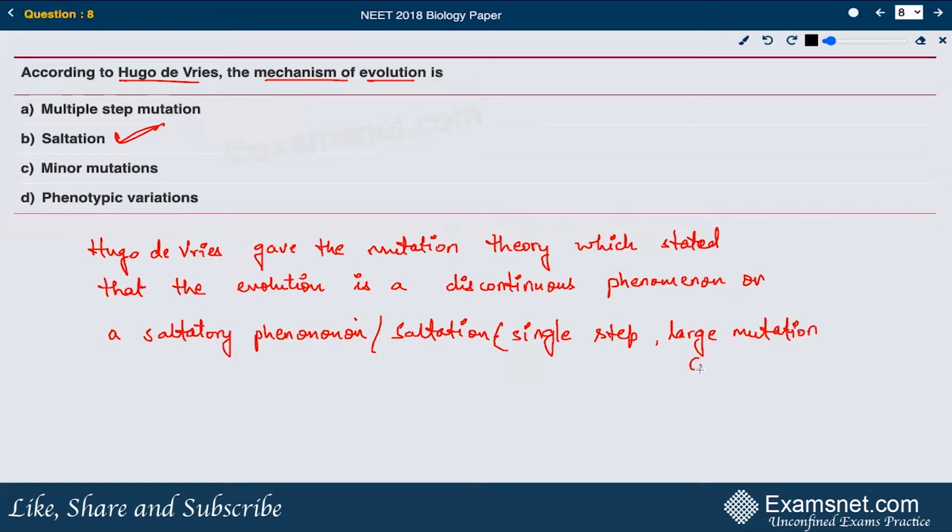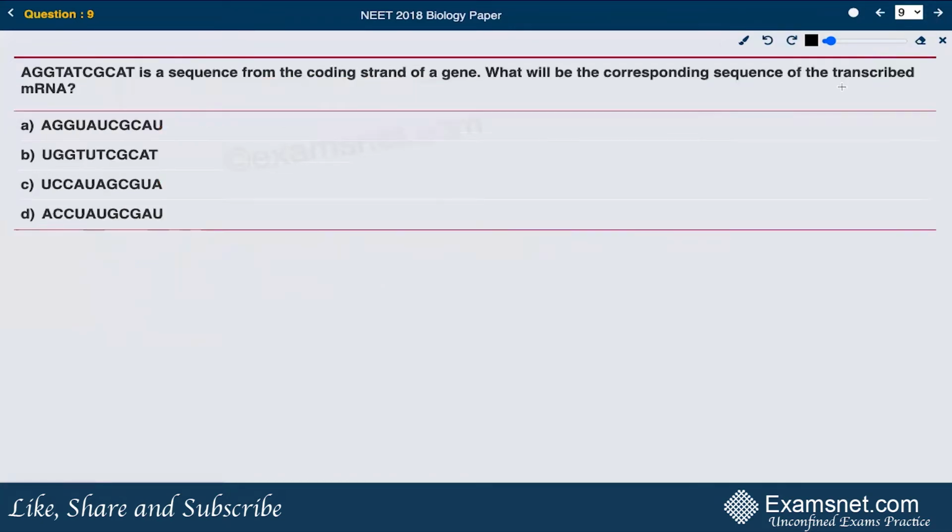Large mutation concept. All right, so that is the case. As you can see, multiple step mutation won't be there, minor mutations won't be there, phenotypic variations won't be there. All right, so option B is the correct answer.